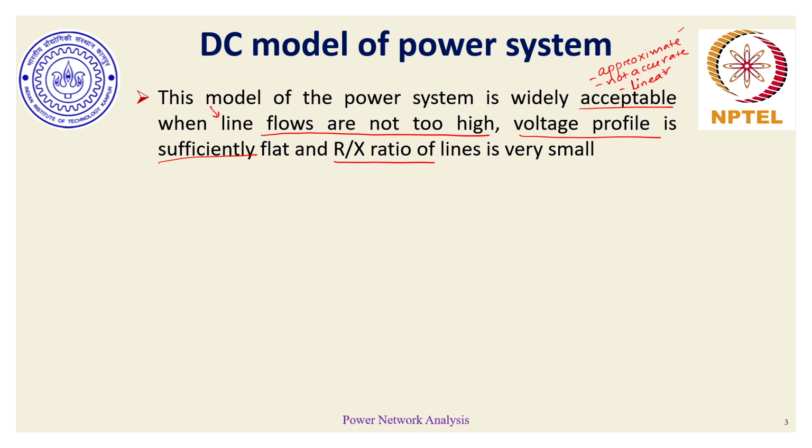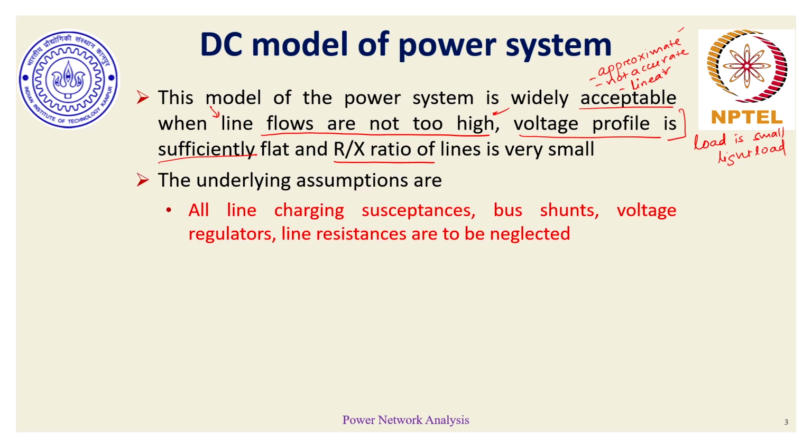So under such conditions, where the system is operating with these two aspects, flow is not very high, meaning the load is very small, and the network has higher current carrying capacity. Basically it is like a light load condition. Under those conditions, this DC model of the network would give us acceptable, appreciable values.